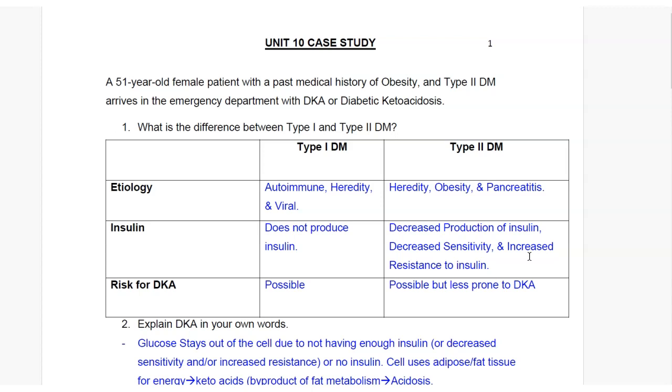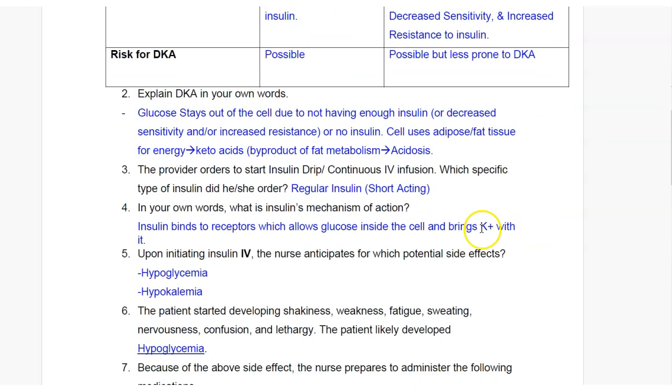Now, their risk for DKA. With type 1 diabetes, they're more likely to develop DKA compared to type 2 diabetes. In type 2, it is possible, but it's less prone than type 1. That being said, sometimes in acute illness, somebody gets really, really sick, like hospitalized sick, that can be a trigger or a cause for the development of DKA in either type of diabetes. All right, so let's go to the next question.